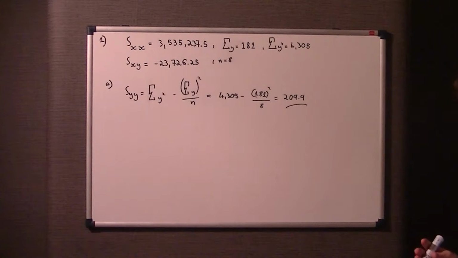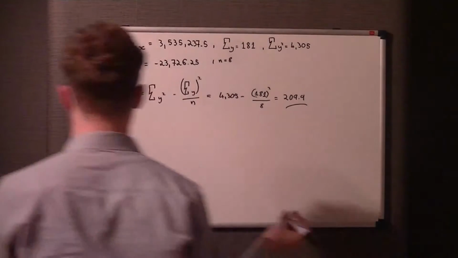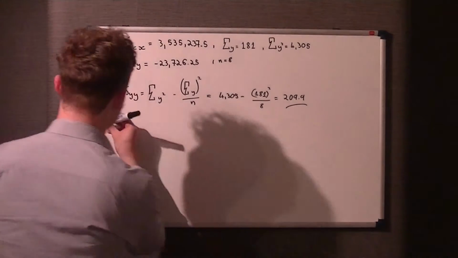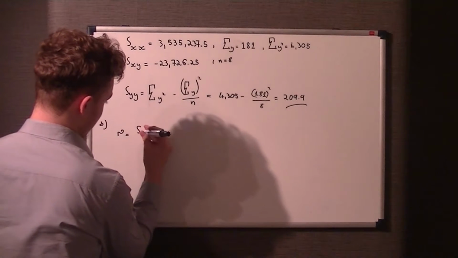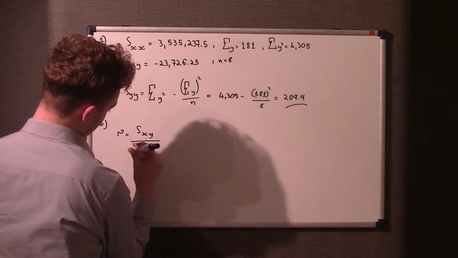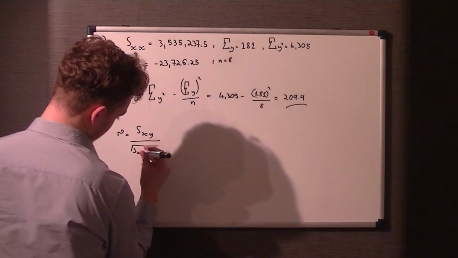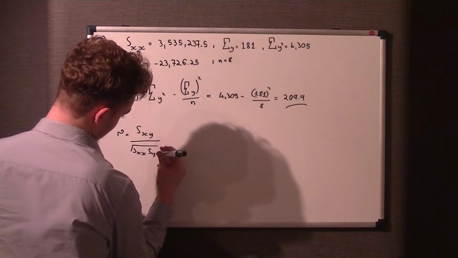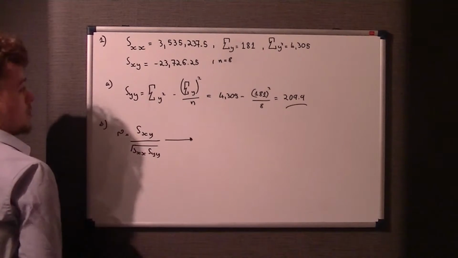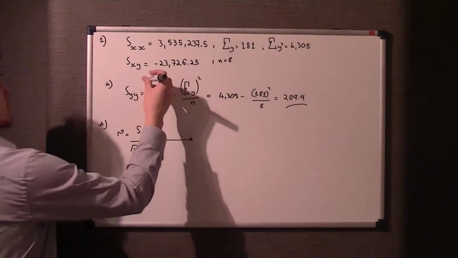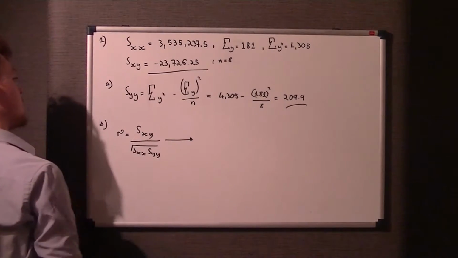Now, the next part asks us to calculate, to 3 significant figures, the product moment correlation coefficient. Now, this is given in your formula sheet, but you should know it off by heart anyway, really. R is equal to SXY over the square root of SXX times SYY. And we've got all the individual terms now because we've just worked out SYY. Obviously you can tell it's going to be negative because our number on top is going to be negative.